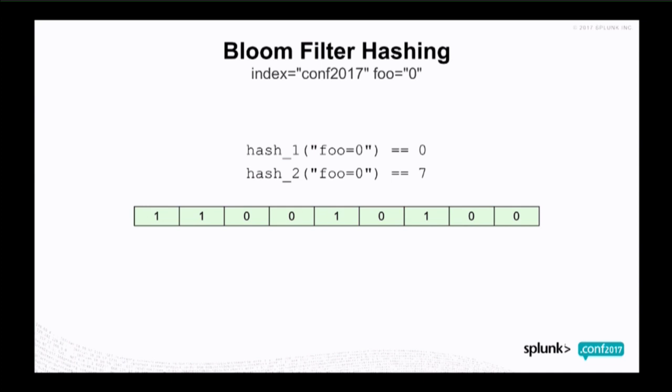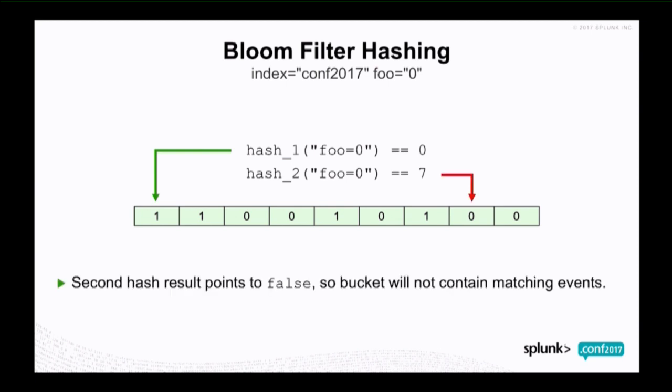Not 100%, mind you. In order to save space, typically about 0.1% of the time, you'll get a false positive, but never a false negative. So in our case, we check the 0 index, which points to a 1. Great. We're free to continue. Then the second one, it points to a 0. So at this point, Splunk can go, okay, 100%, this term is not in here. I can end the search and just say no results found, which is what we'll do here.